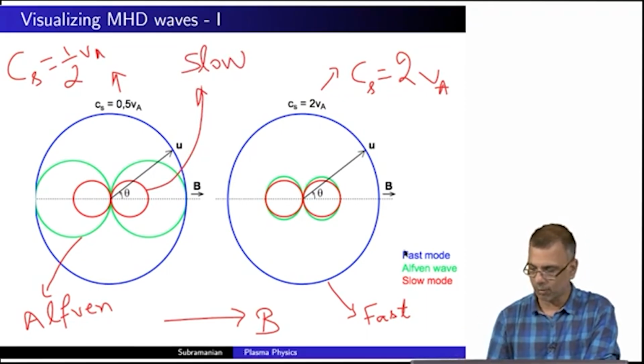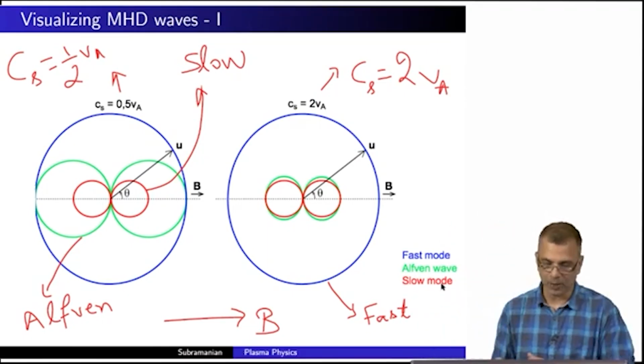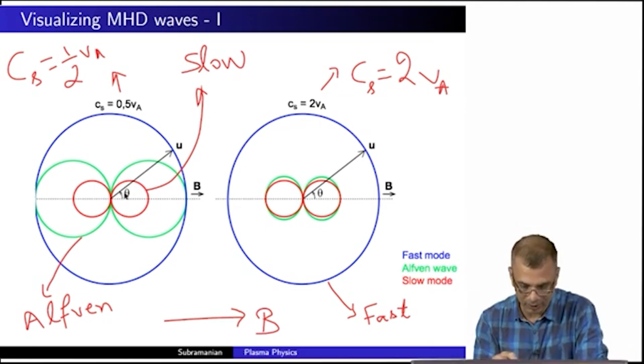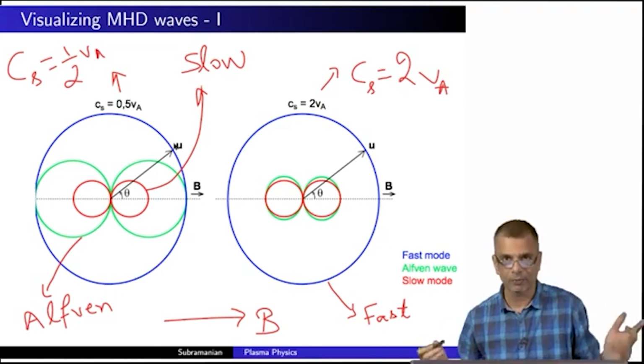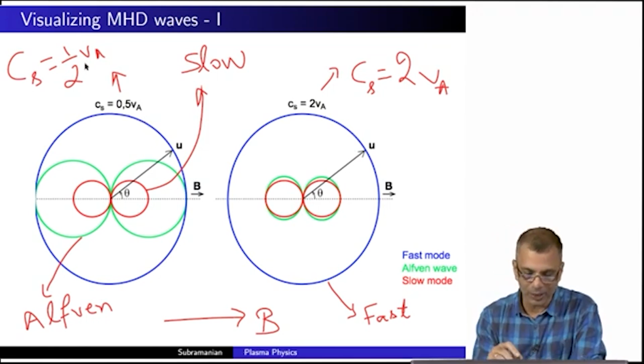Okay, that's what I've said here. The fast mode is represented by the blue line, the green line represents the Alfvén wave, and the red line represents the slow mode. So what does this say? Theta is essentially the angle between B and the direction of propagation of the wave.